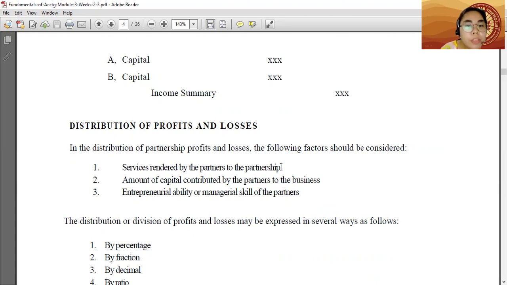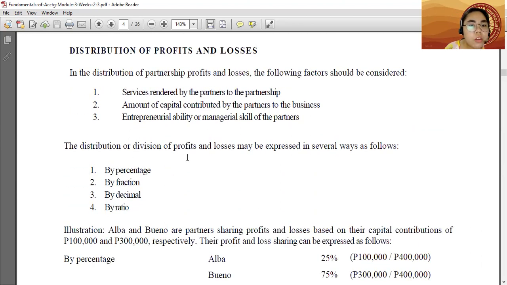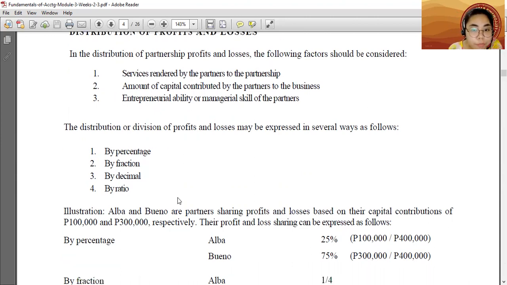Number two, amount of capital contributed by the partner to the business. So usually if you have a bigger capital contributed to the partnership, you have a larger share in the gains and even in the losses of the partnership. And number three, entrepreneurial ability or managerial skill of the partner, which is also related to number one. Then the distribution or division of profits and losses may be expressed in several ways as follows. So we have by percentage, by fraction, by decimal, or by ratio.